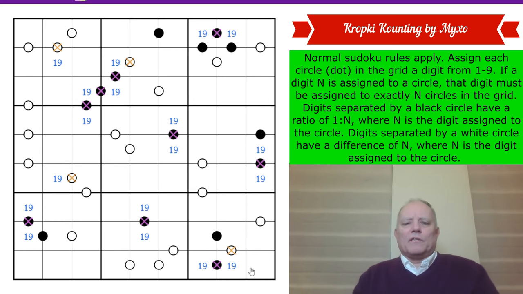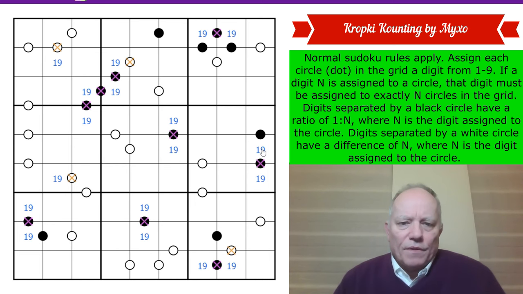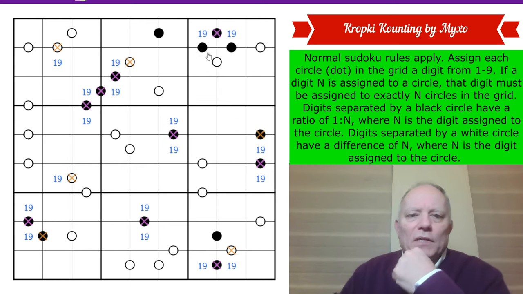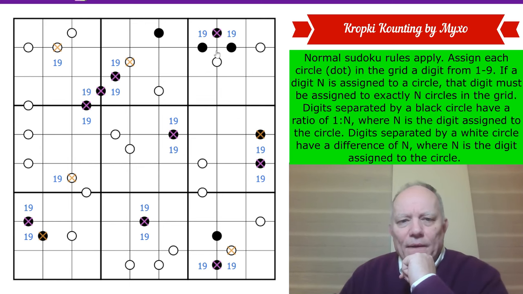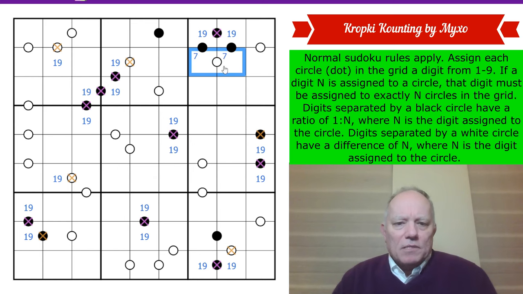Now, the other circles that could be assigned the value of 7 are black dots, which might already have a 1 on. And those include this one, and either one, but not both, of these in box 3. And these orange X's must all be 7s. And the 7th one is going to be up here somewhere, and it's going to be 1 on top of a 7. And that is how we make up our 7 7s.